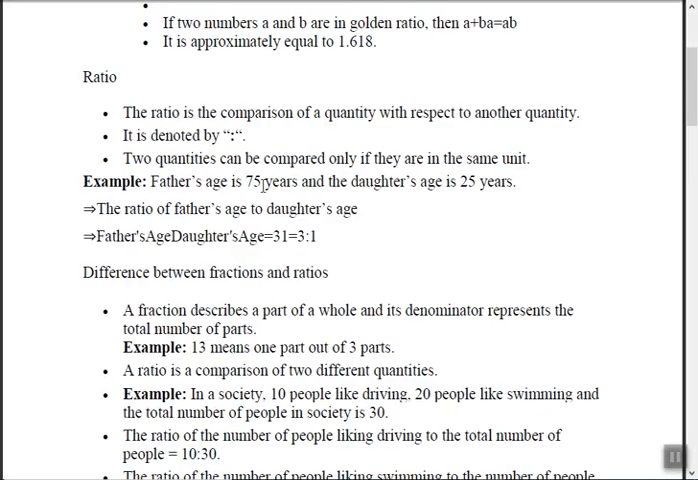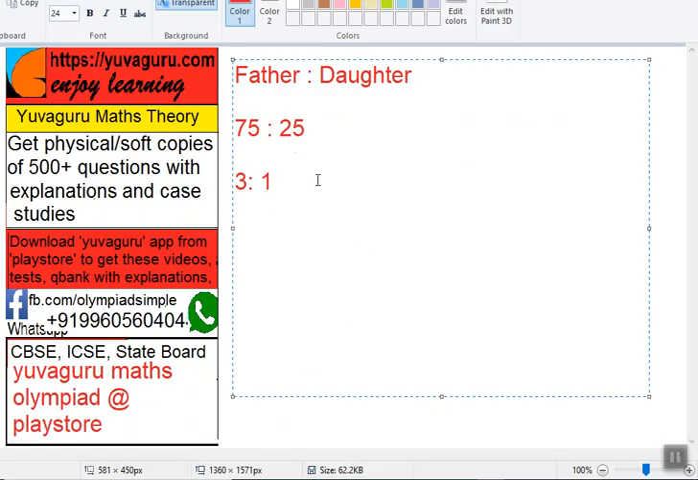For example, father's age is 75 years, daughter's age is 25 years. Compare the ages. Father is to daughter, F is to D, F upon D. So 75 upon 25, or we write 75 is to 25. 25 ones are 25, 25 threes are 75. So 3 is to 1 will be the ratio. You try it yourself. See this ratio, father is to daughter, 75 is to 25, 3 is to 1. That is the ratio. Bring it to the lowest form.